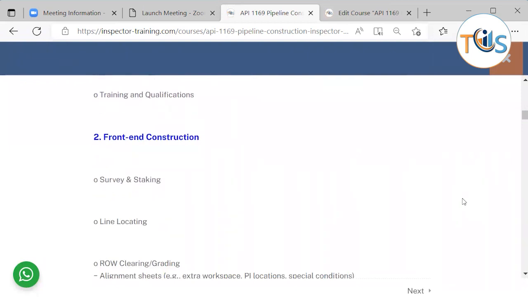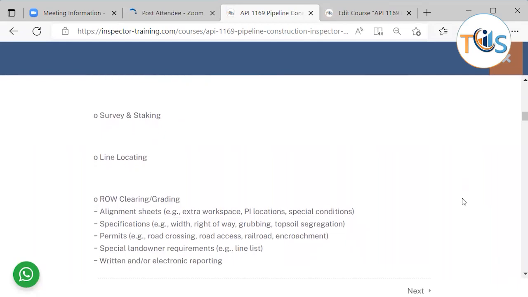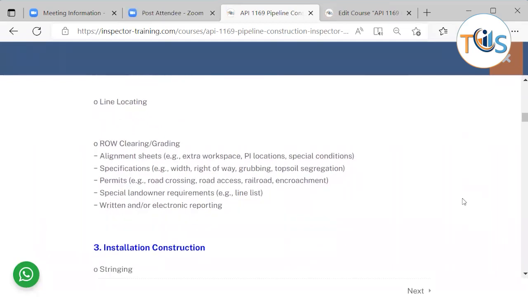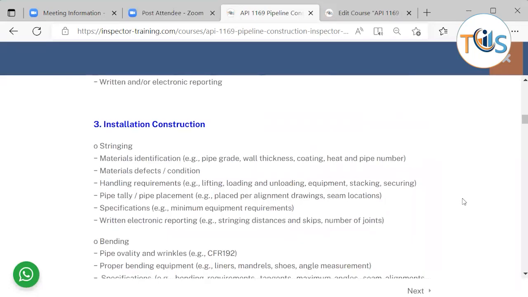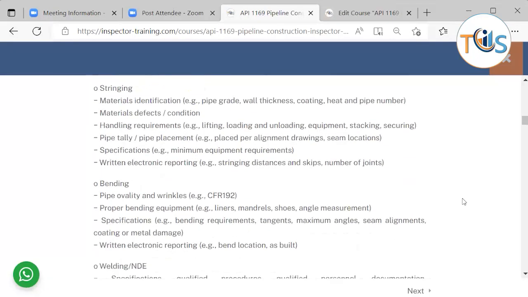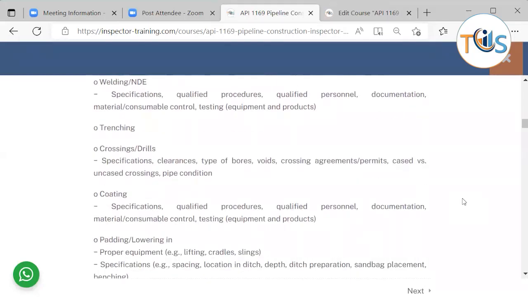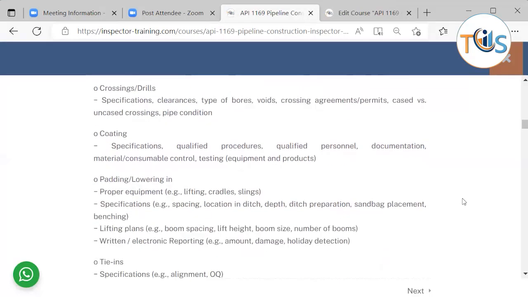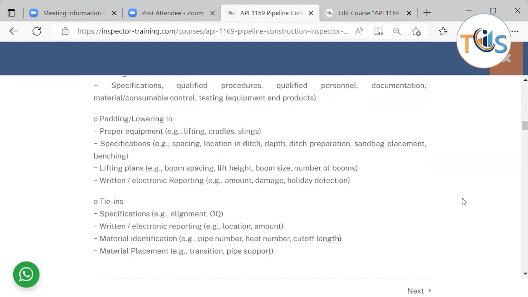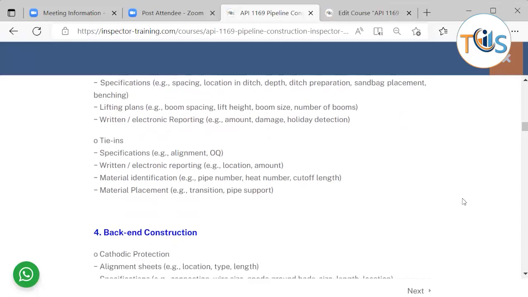Front-end construction includes survey and staking, line coating, right-of-way clearing and grading. That includes alignment sheets, specification, permits, and reporting. Installation construction includes stringing, bending, welding, NDE, trenching, crossing, drills, coating, padding, lowering in, and tie-ins.